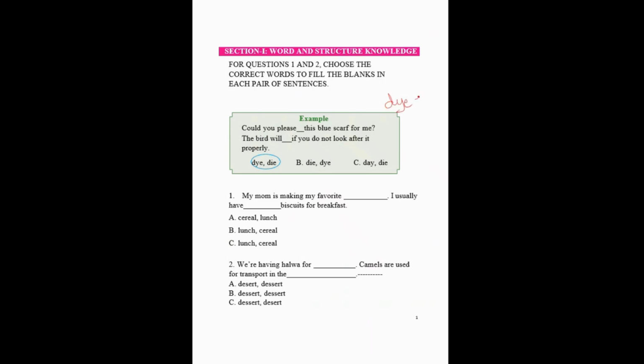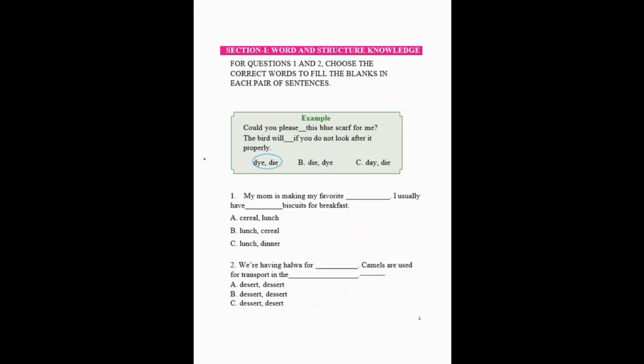Dye, die. Dye means color. Would you color this blue scarf for me? The bird will die means it would be lifeless if you do not look after it. So the correct combination would be this one. This was for the example, right?